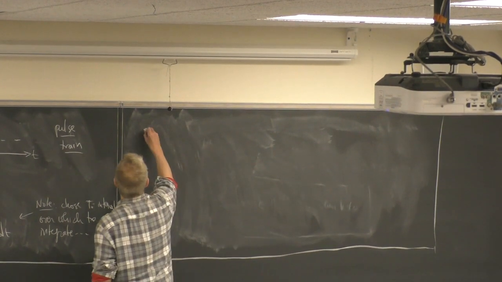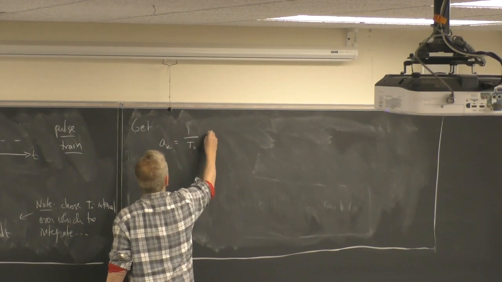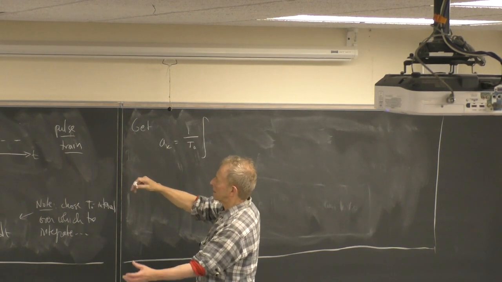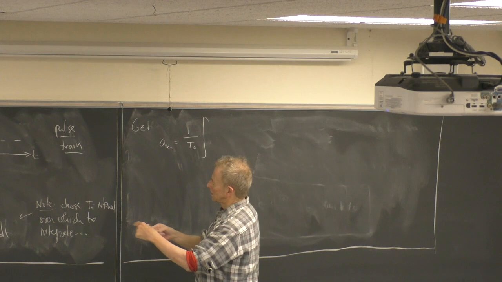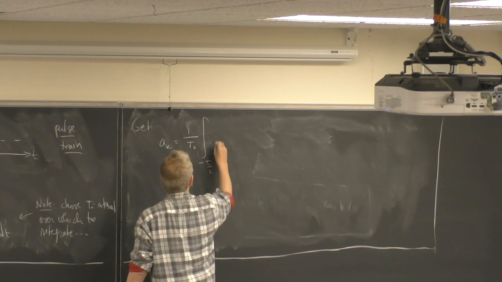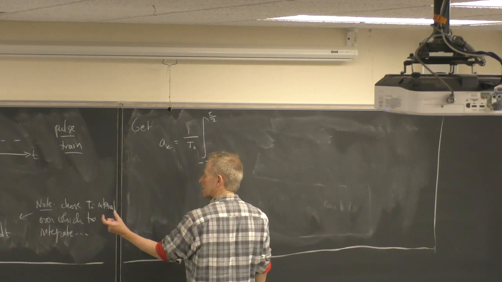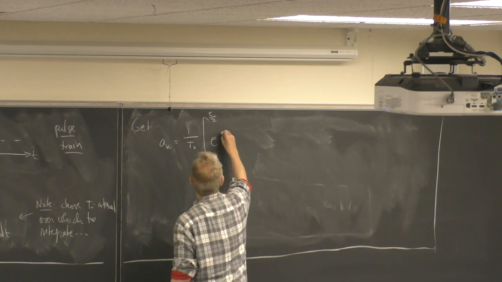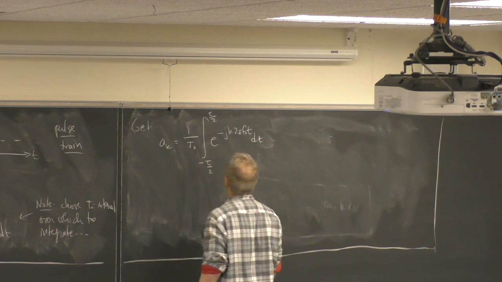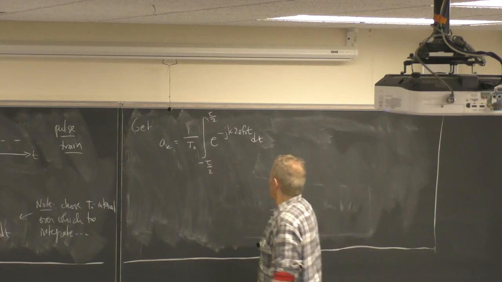You get a sub k equals 1 over T0 times the integral. And integrating from minus T0 over 2 to T0 over 2, nothing contributes for little t between minus T0 over 2 up until you get to minus tau over 2. So that's what I get from my reduced limits of integration. And in that zone, x of t is equal to 1. So the integrand is just this. And now we just blindly integrate.